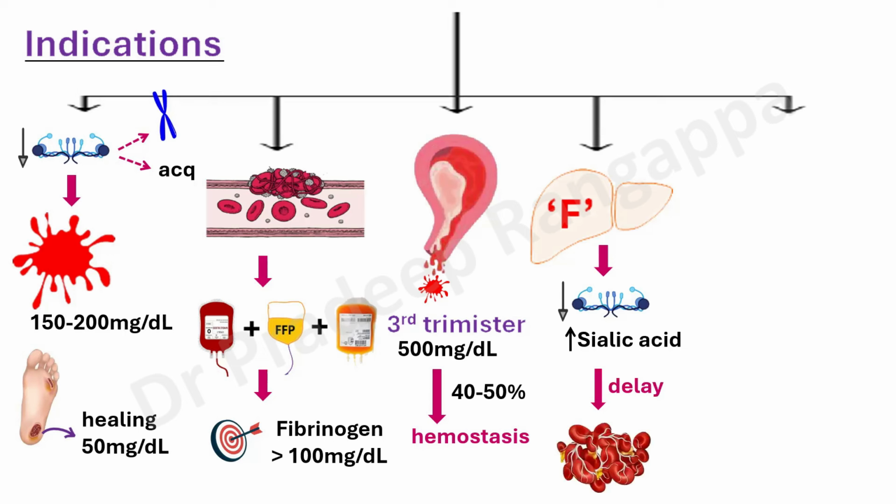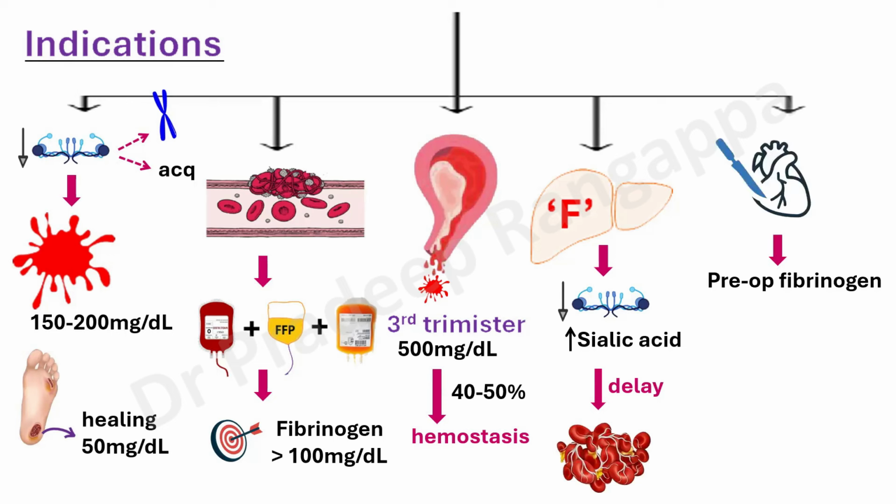Along with this, in liver failure patients, there is an increase in sialic acid, which worsens and delays the whole clot formation. And this is another spectrum of patients where there may be a need for cryoprecipitate or fibrinogen concentrate, especially when they have bleeding.